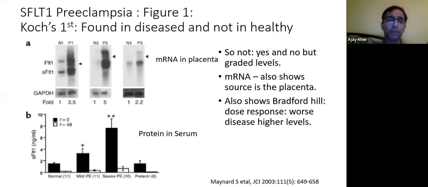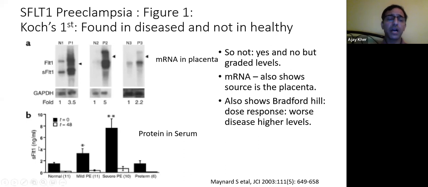The first top column A is mRNA blots from placenta. N is normal and P is preeclamptic placenta. After delivery, these placentas were taken and then the mRNA was looked at, and GAPDH is the control at the bottom. What it shows is that there is FLT1 and sFlt1 in normal pregnancies, but in preeclampsia, this is multifold higher. There are 3 of these, normal and preeclampsia, normal and preeclampsia. So in preeclampsia, there is a multifold higher mRNA expression in the placenta.